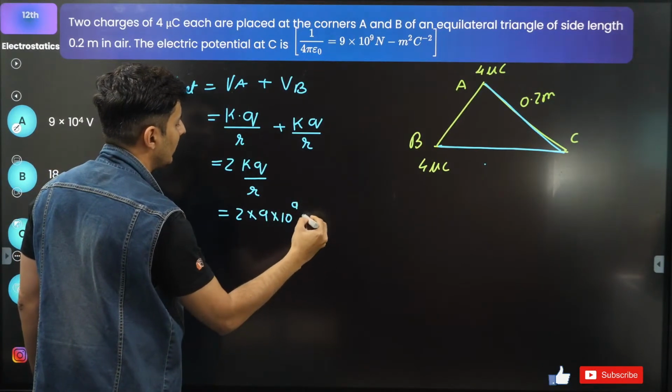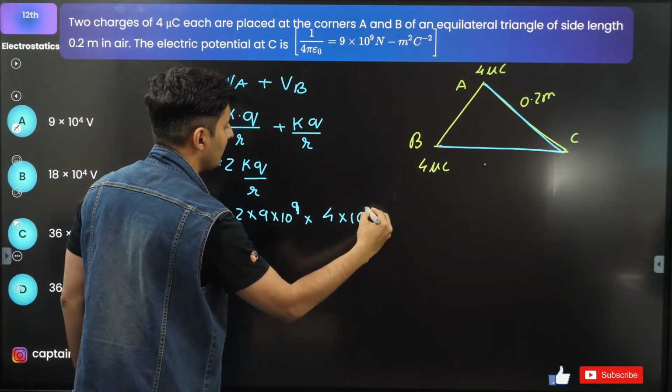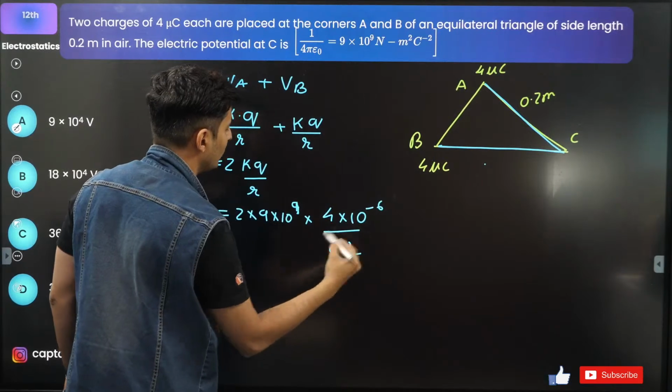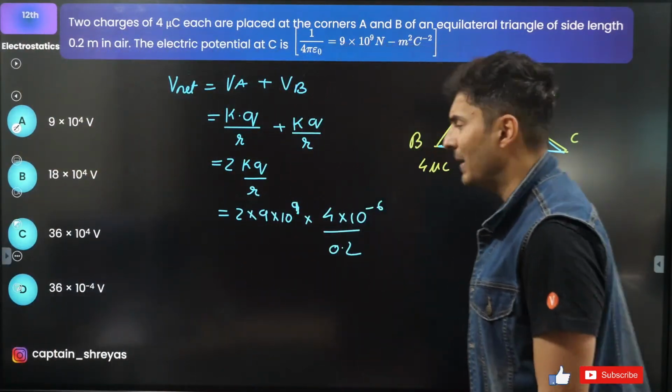K value is 9 into 10 to the power 9, right? And the value of the charge is 4 micro, so 10 to the power minus 6. And here you have 0.2. Check what is the answer that you get, my dear students.